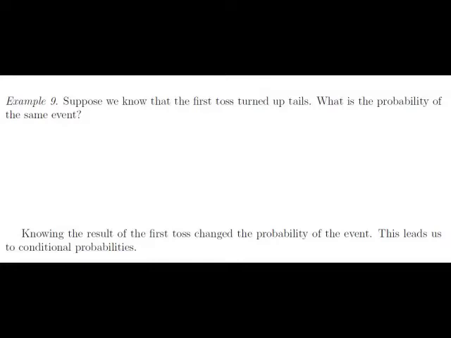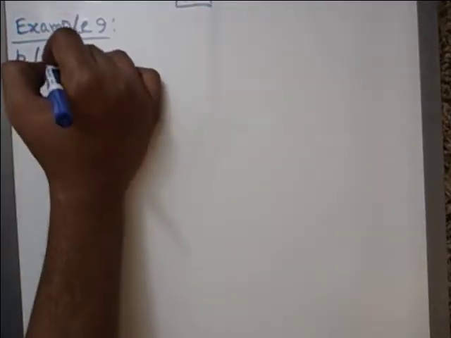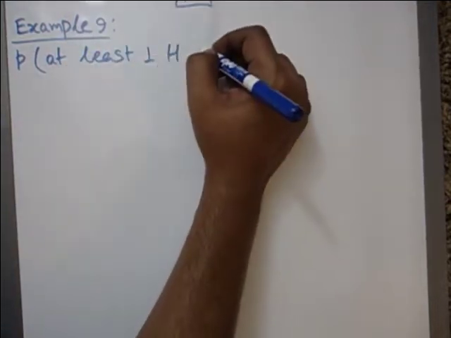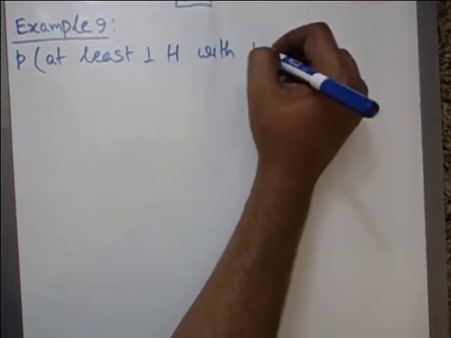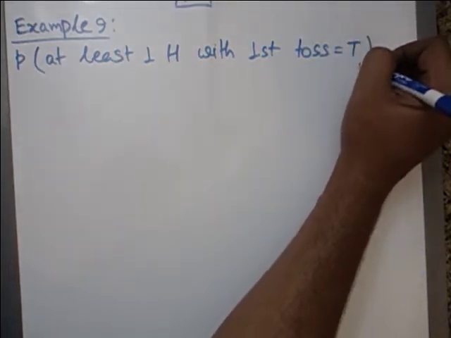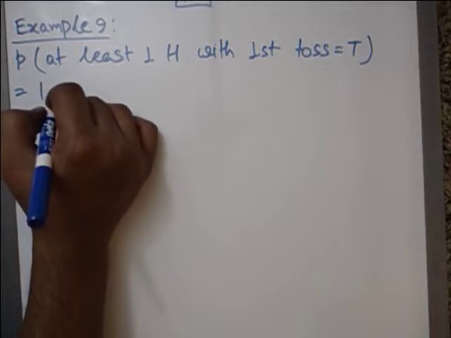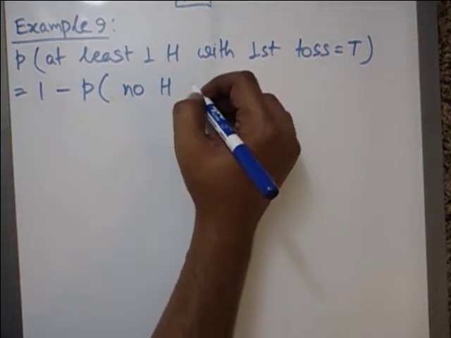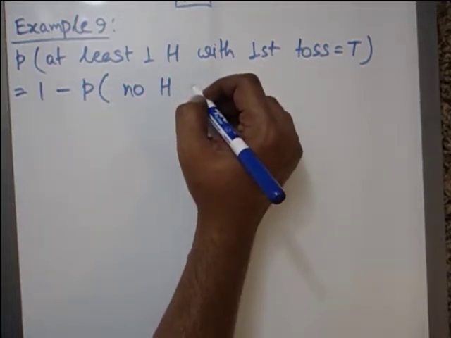Example 9 is, suppose in this experiment we know that the first toss is a tail. Then what is the probability of the same event? So now we have at least one head with first toss equal to tail. We are going to use the same complement method. So no head. Now the difference.